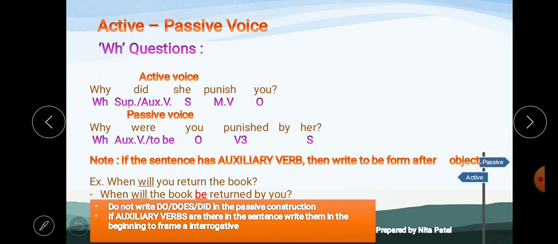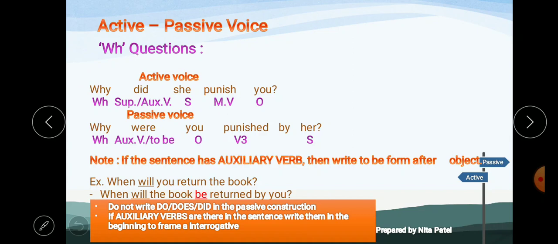As you know, there are two types of interrogative sentences: first, yes-no questions, and second, WH questions. Earlier in the second part we have seen how to convert those yes-no questions into passive voice. Today we will deal with these WH questions. Now in the WH questions, the sentence structure is given here, active voice and passive voice. Look at this.